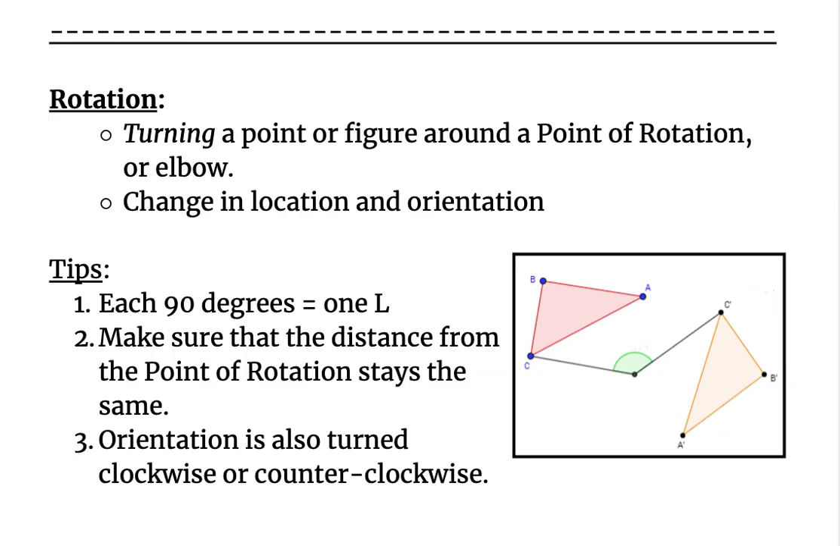The other tip is to make sure that the distance from your point of rotation stays the same. So kind of like when you use your elbow to rotate your hand in different orientations, your hand is always going to be the same distance away from your elbow. It's never going to get closer or further away from your elbow. And thirdly, the orientation is also going to turn clockwise or counterclockwise. So we're going to go through an example of what that looks like later. But be sure to pause the video and jot down these tips.